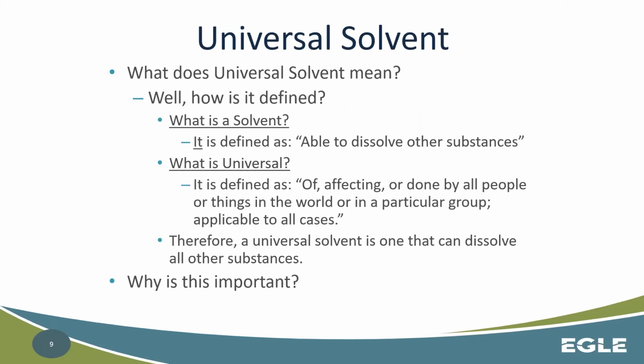So what does universal solvent mean? Well, how is it defined? A solvent is able to dissolve other substances. Universal is defined as affecting or done by all people or things in the world or in a particular group, applicable to all cases, right? So when you combine those two, a universal solvent is one that can dissolve all substances.